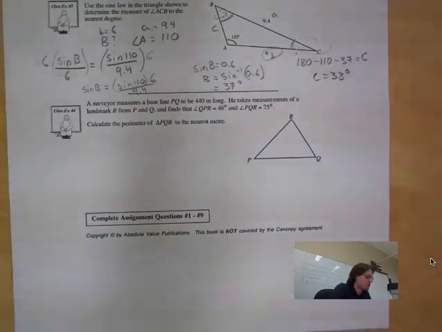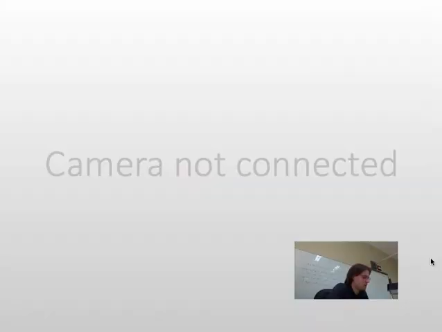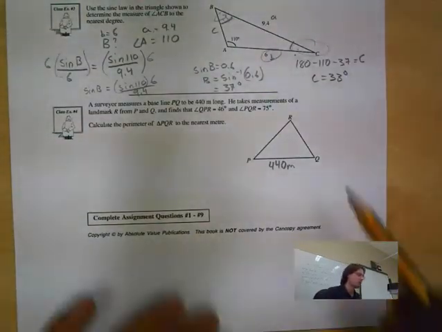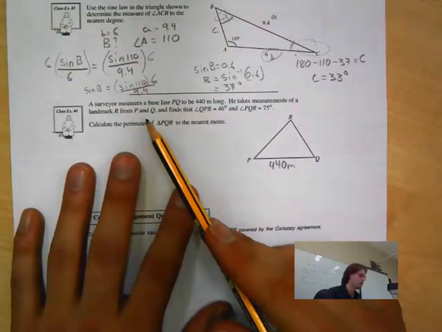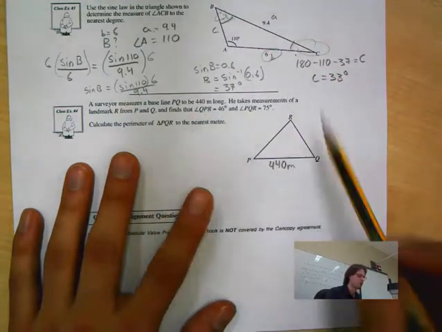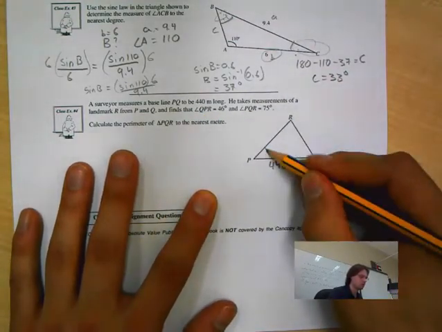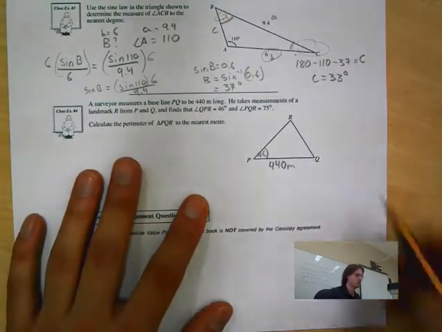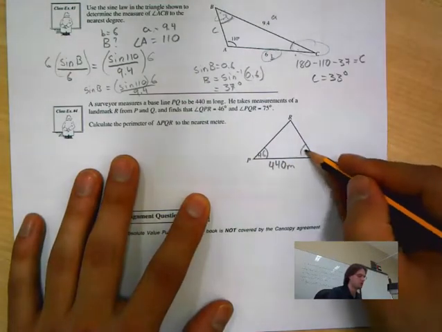Now let's take a look at question number 4. So a surveyor measures the baseline PQ to be 440 meters long. So we know PQ is 440. He takes the measurements of landmark R from P and Q. So then angle QPR is equal to 46. And then he has angle PQR is equal to 75.